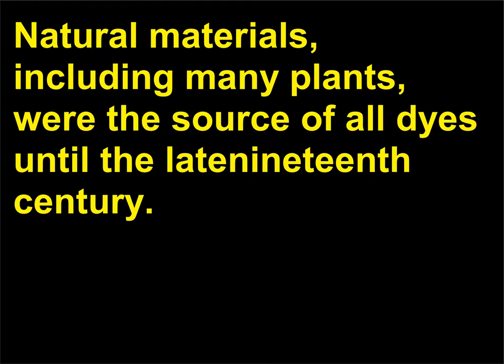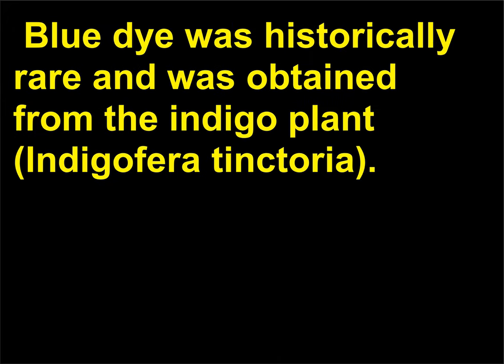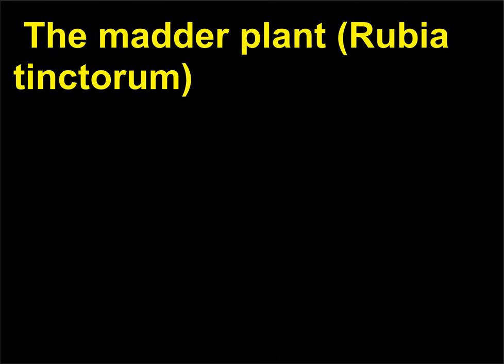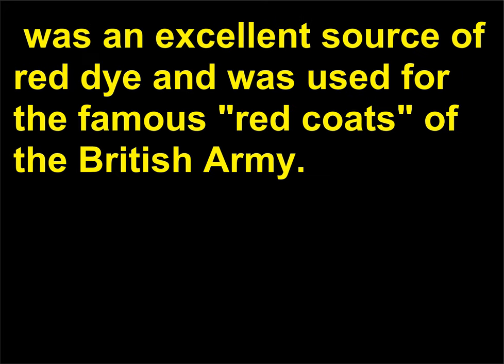Natural materials, including many plants, were the source of all dyes until the late 19th century. Blue dye was historically rare and was obtained from the indigo plant, Indigofera tincturatoria. Another color difficult to obtain for dye was red. The madder plant, Rubia tinctorum, was an excellent source of red dye and was used for the famous red coats of the British Army.